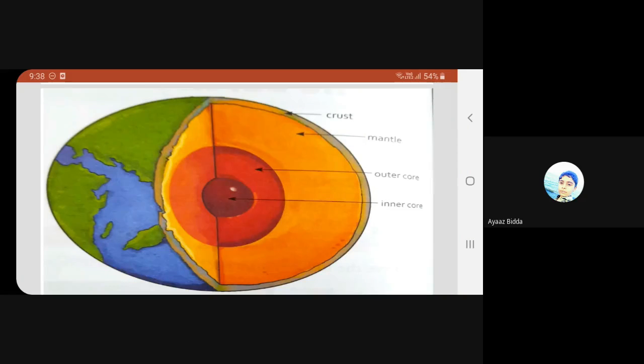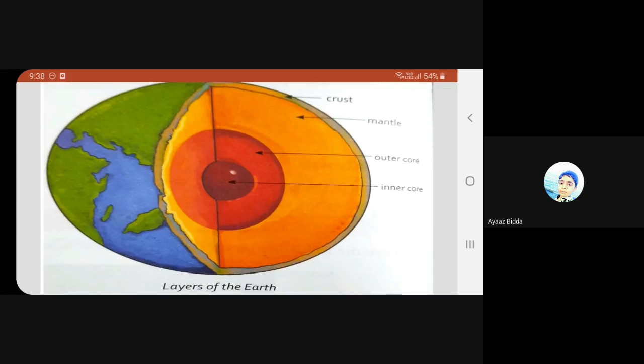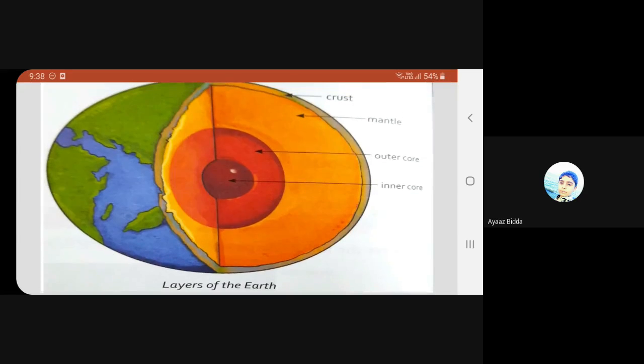Now if we talk about the third part of the earth, it is known as the core. What is its name? Core. Now, the core again is divided into two parts, outer core and inner core. The core is the center of the earth. As we learned earlier that the mantle contains iron and magnesium, the core contains iron and nickel.